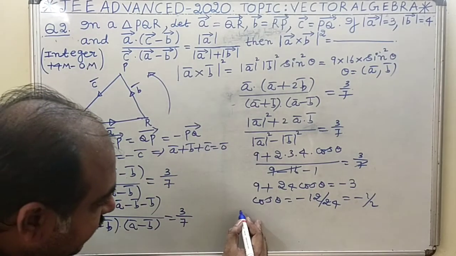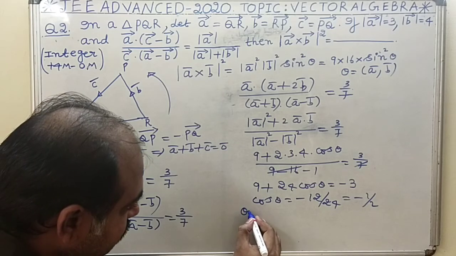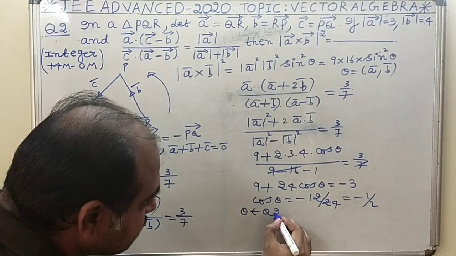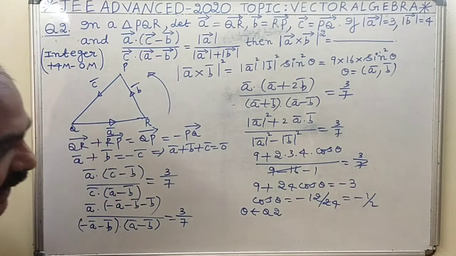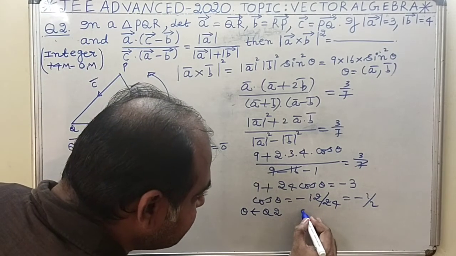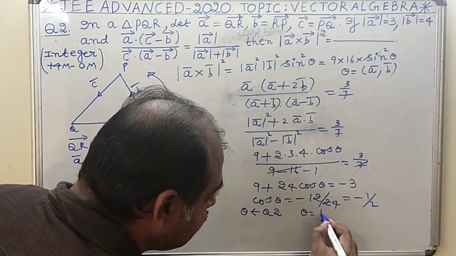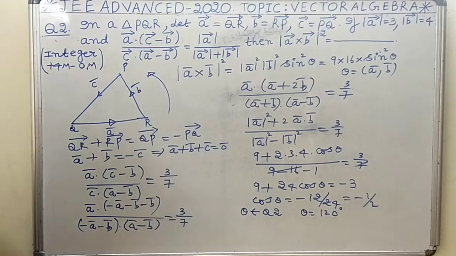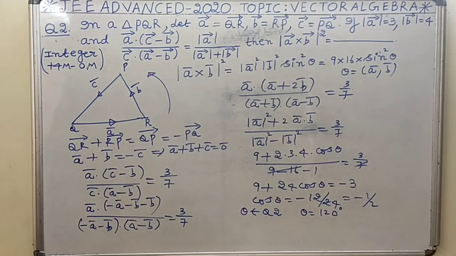Minus 1 by 2 means theta belongs to quadrant 2, because the angle always lies between 0 to pi. So the angle is 120 degrees. The angle between A bar and B bar is 120 degrees.